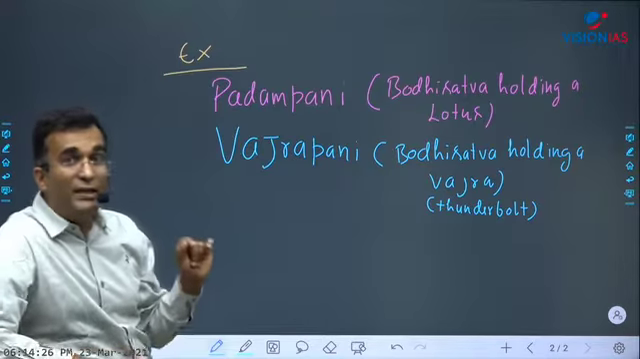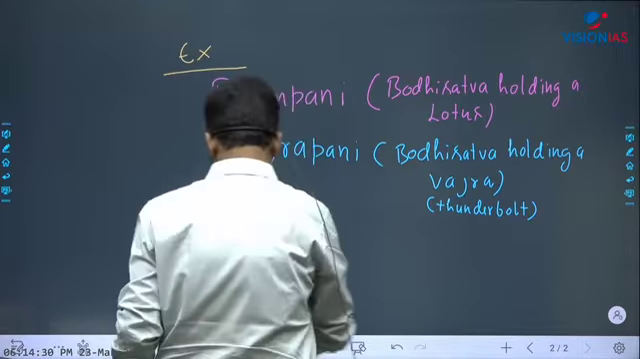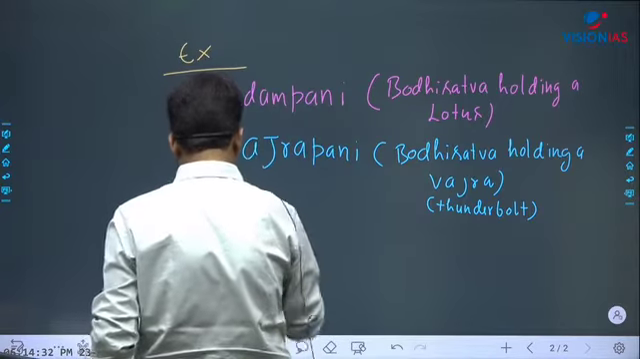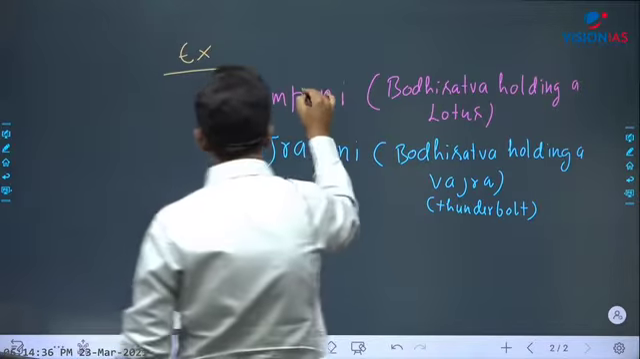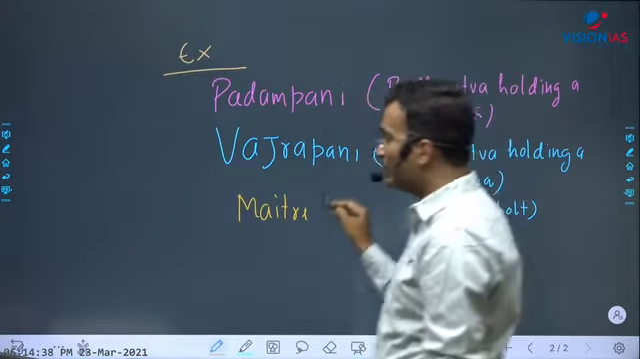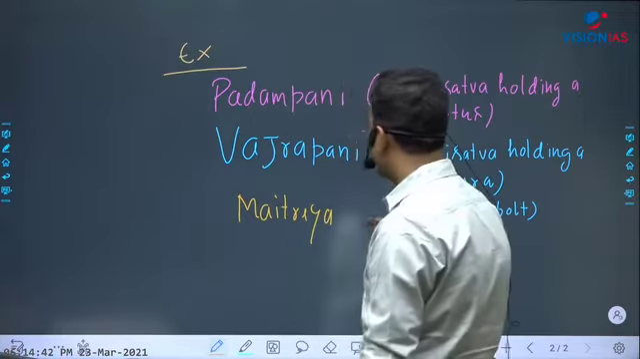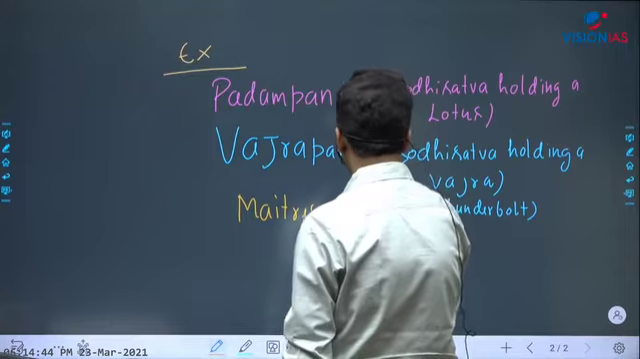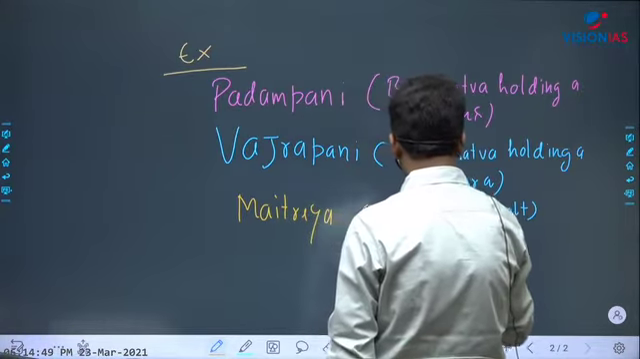So Vajrapani. Then next example you write, Maitreya. And this was a question in the 2017 prelims. So Maitreya, the meaning of this is the future Buddha. Future Buddha.